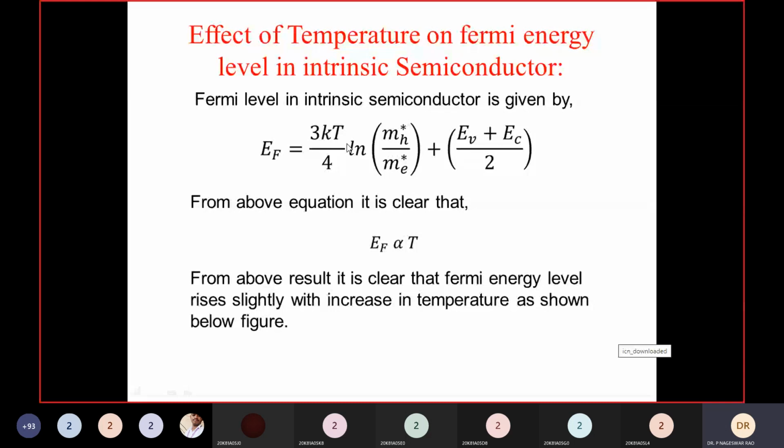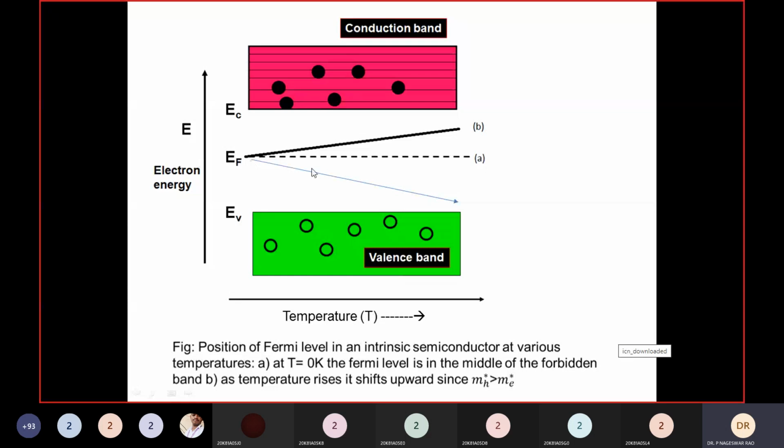Now how it will be, see this graph. With temperature on the x-axis and energy on the y-axis, if the temperature increases, the Fermi level will increase like this. That means at a higher temperature, the mass of the hole is greater than the mass of the electron.